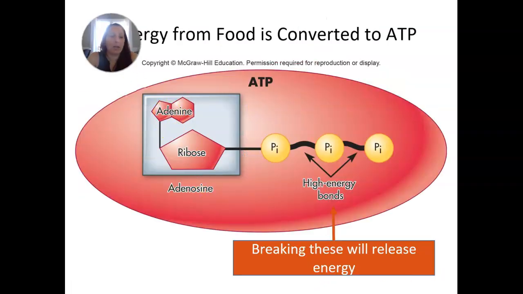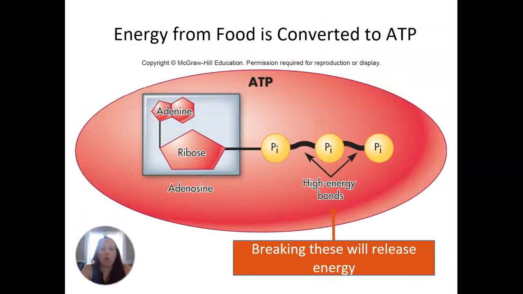Okay, so let's take a quick look at ATP. So again, this is the energy currency of our cells. This is the type of energy that our cells can use to drive any cellular process that requires energy, including anabolic reactions, building larger molecules like protein synthesis. And so here we go.